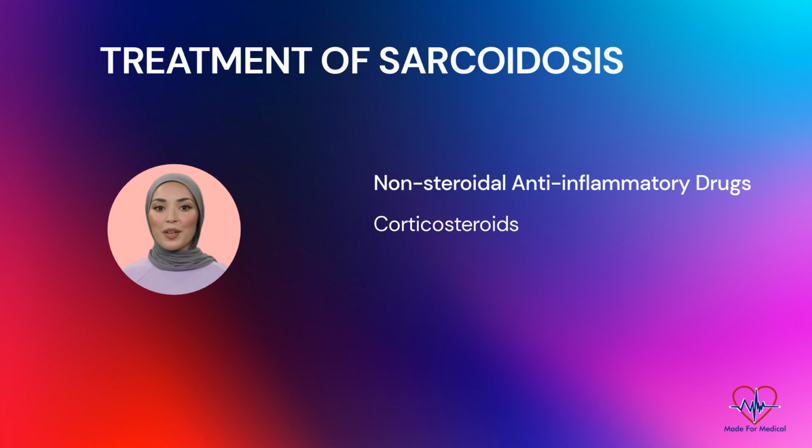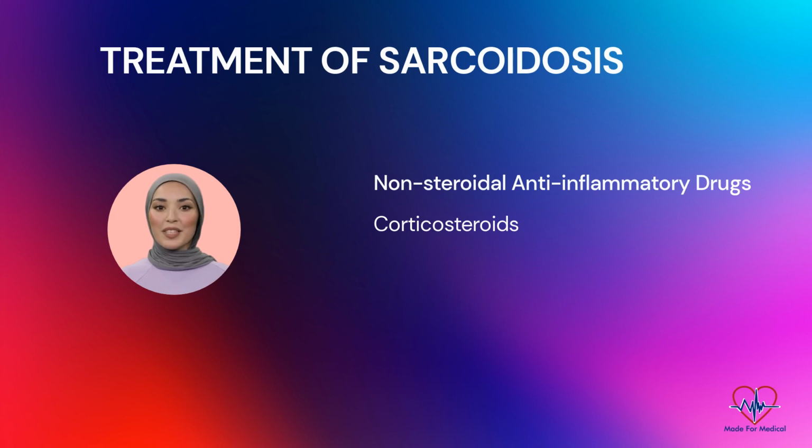Corticosteroids, such as prednisone, are commonly used to reduce inflammation in moderate to severe cases of sarcoidosis. They are effective in controlling symptoms and preventing organ damage. The dosage and duration of treatment depend on the severity and progression of the disease.